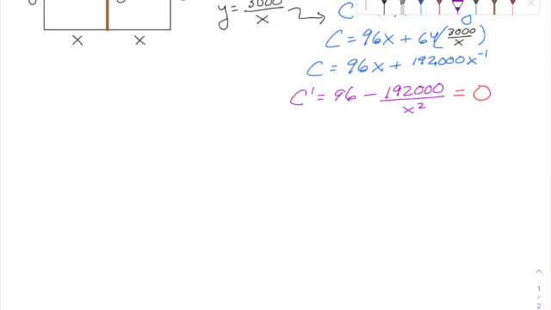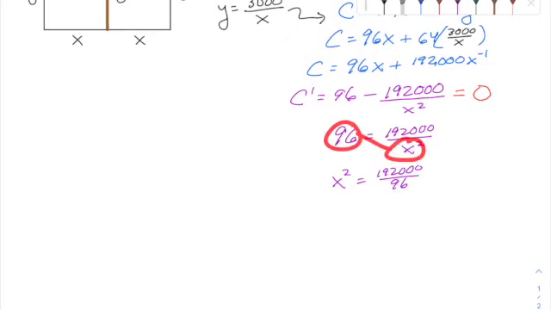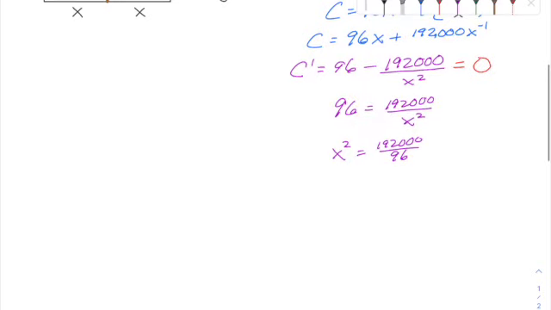So move that over to the other side, and you're solving where does 96 equal 192,000 divided by x squared, or in other words, where does x squared equal 192,000 divided by 96, right? Just doing a little cross multiplying, or a little switching of the two extremes there in the proportion. And as it happens, 192,000 divided by 96 does go in evenly, 2,000. So kind of nice.